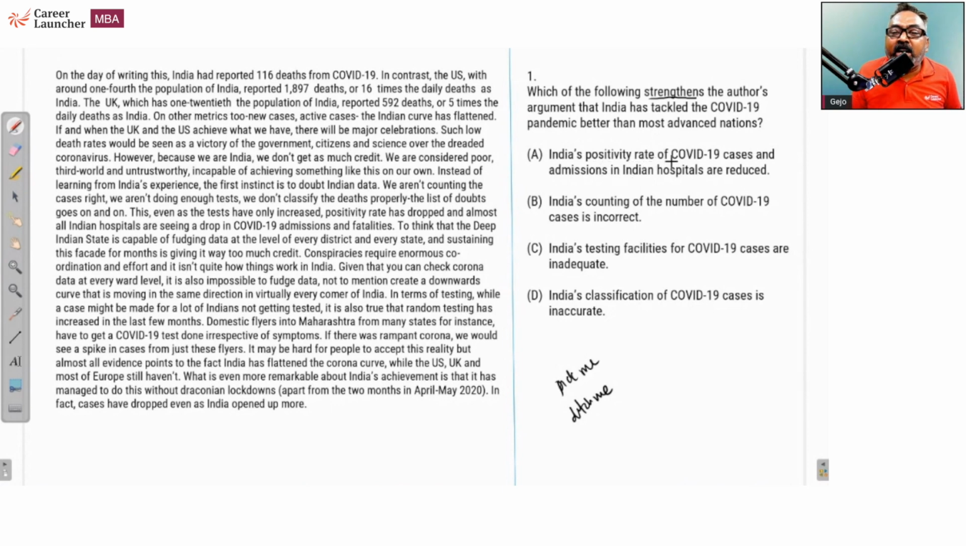India's positive rate of COVID-19 cases and admissions in hospitals are reduced. Nice, something positive. India's counting of number is incorrect. How is that possible? India's testing facility inadequate. Look at the word. India's case is inaccurate. I'm sure that this answer choice has to be correct. Pick me. Pick me. This answer you will solve.